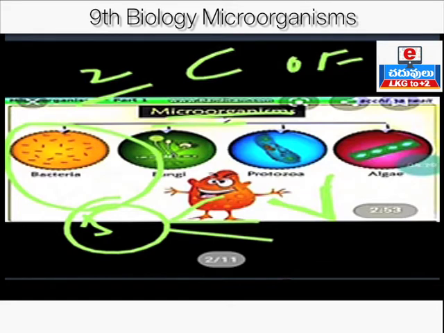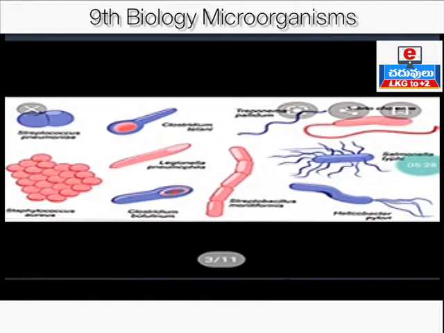So these are all the different types of classification of microorganisms in synopsis 2. And let's go to the next, synopsis 3. These are the bacteria, for example Staphylococcus, Salmonella, and Helicobacter.